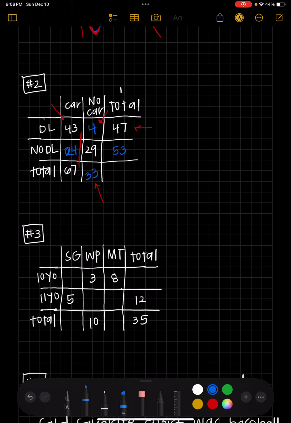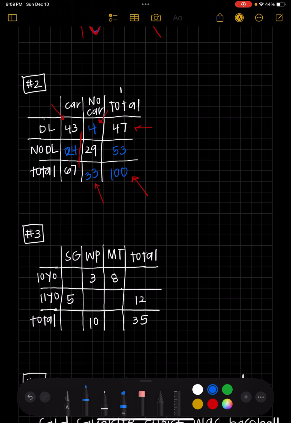And then to find the total amount of people surveyed, which is in that bottom right box, this guy right here, I can either add the total row or the total column. I should get the same no matter what. I'm going to add the total column, so 47 plus 53, and that gives me 100.